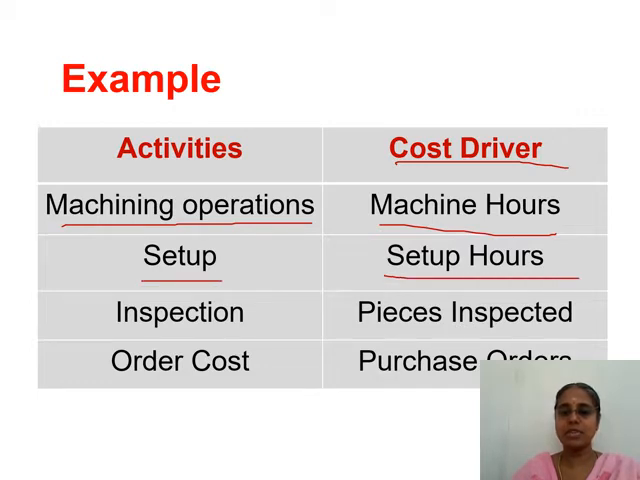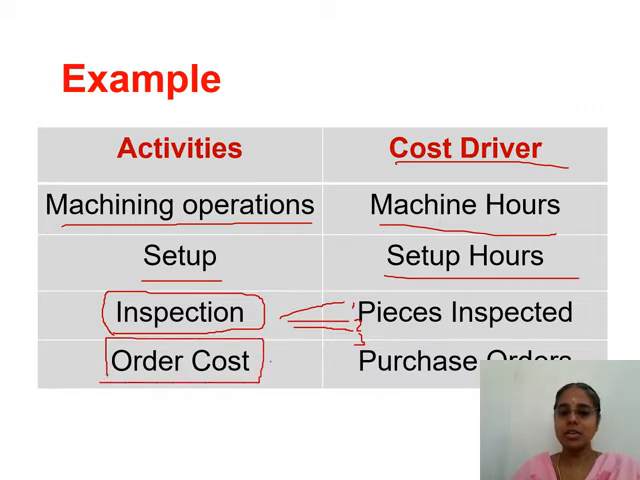You can take setup hours. Inspection: if the total inspection cost is there, and you have the various pieces inspected, product 1, product 2, and product 3, according to the number of pieces of products 1, 2, and 3, you apportion the total inspection cost. The order cost: if you have the total order cost, then you take the purchase orders for the three or four products that you have, and on that basis you apportion the total order cost. So these bases are called cost drivers.